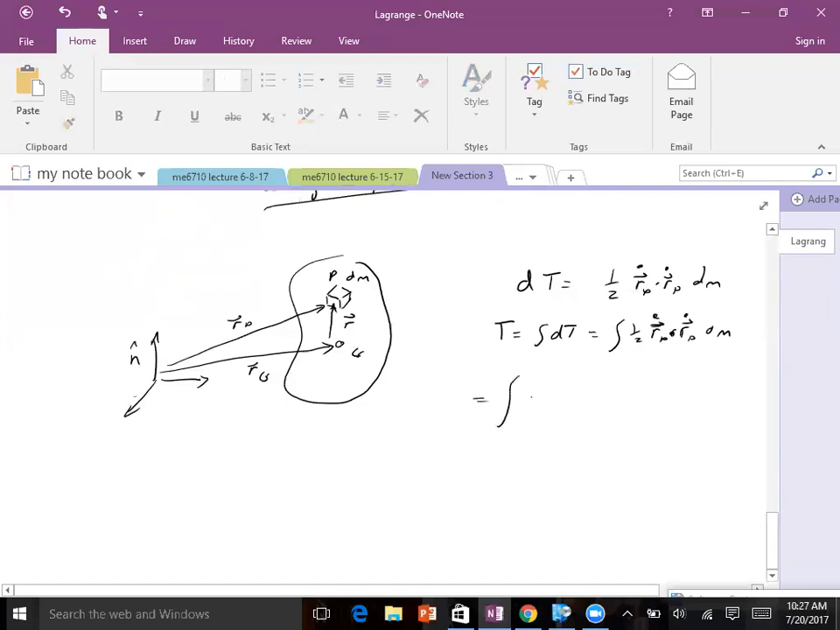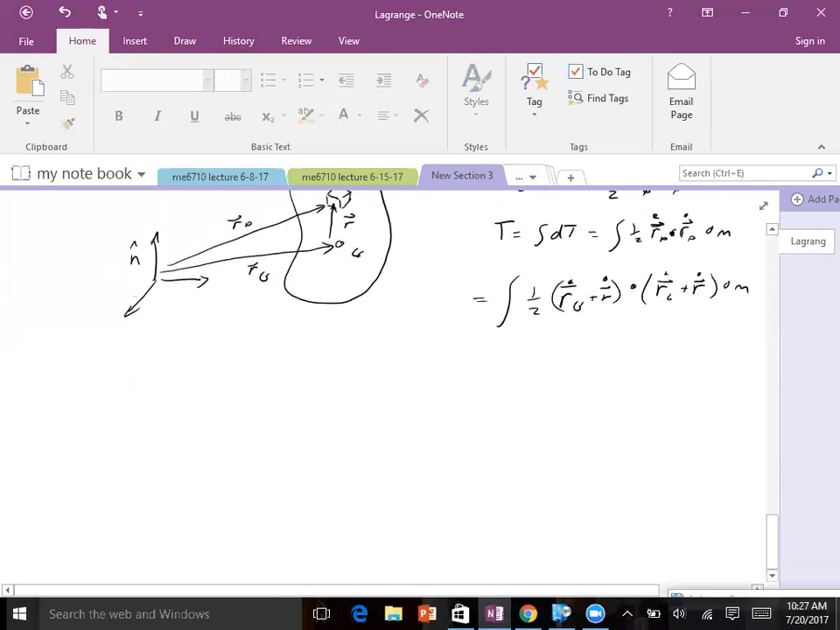Which is the integral, 1/2, I guess I can pull the half out. So R_P is R_G plus little r, dotted with itself. So now let's start breaking down the components. I could expand that out, but let's work from here. So I'm going to get a capital R_G dot plus a little r dot, R_G dot dotted with that.